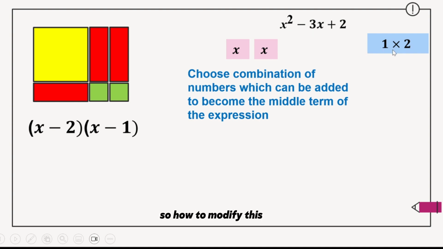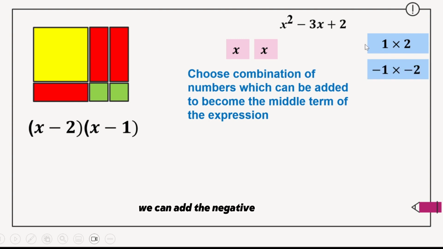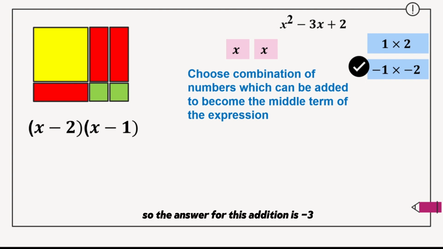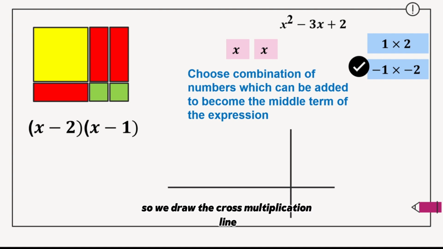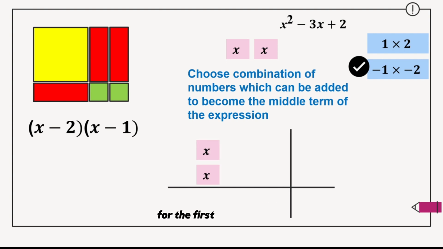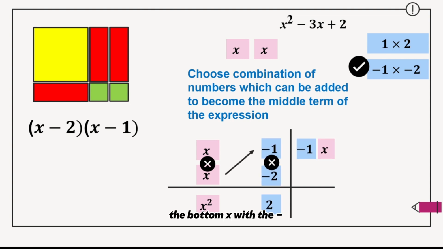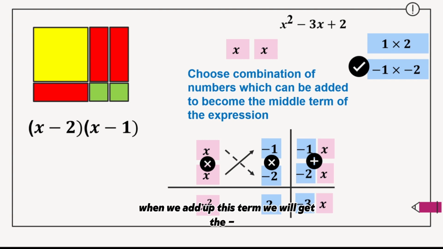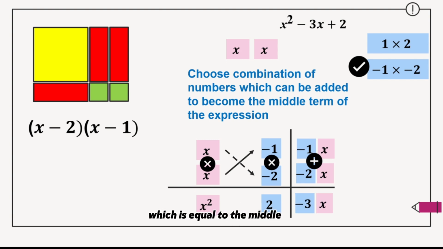So how do we modify these factors? We can add the negative sign in front of number 1 and number 2. So the answer for this addition is negative 3. So we draw the cross multiplication line and list down all the factors for the first and the last term. When we cross multiply the bottom x with the negative 1, we get negative 1x. And when we cross multiply the upper x with the bottom negative 2, we get negative 2x. When we add up these terms, we get negative 3x, which is equal to the middle term.